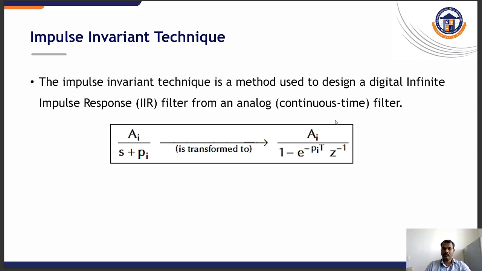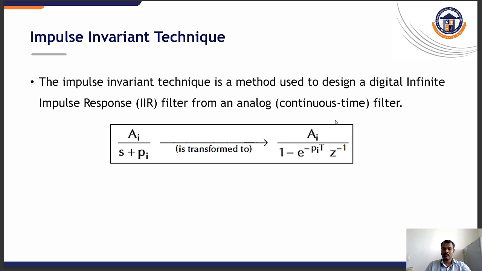So the impulse invariant technique is a method for converting an analog filter design to a digital filter. It works by ensuring that the digital filter's impulse response is a sampled version of the analog filter's impulse response. This is achieved by a direct mapping of the analog filter's poles from the S plane to the Z plane. A pole at s = p in the analog domain directly translates to a pole at z = e^(pT) in the digital domain, where T is the sampling period.